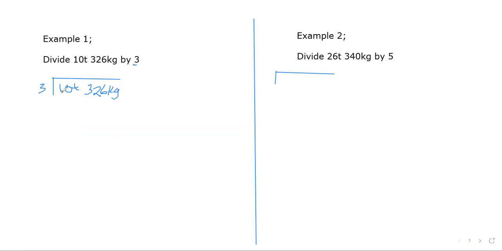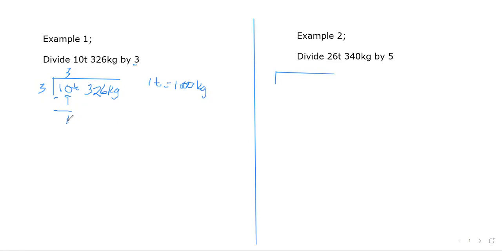So we think of a number that if I multiply by 3, I'm going to get 10. So I'll write 3 here, since 3 multiplied by 3 is 9, and the difference is 1. Now remember, at this point, we have a remainder here, but it's on the side where we have tons. So we have to convert it to kilograms by saying 1 ton is equal to 1,000 kilograms.